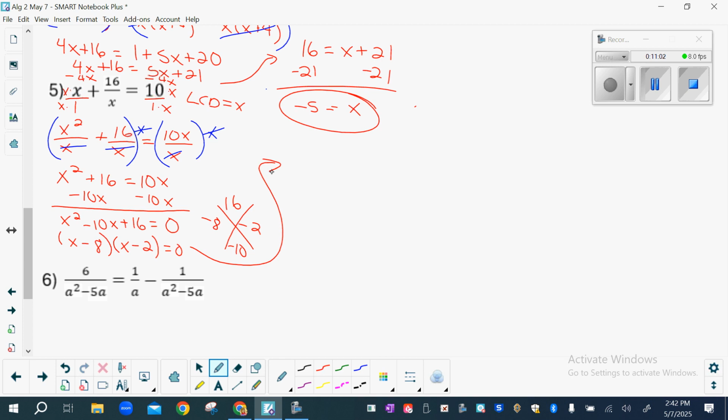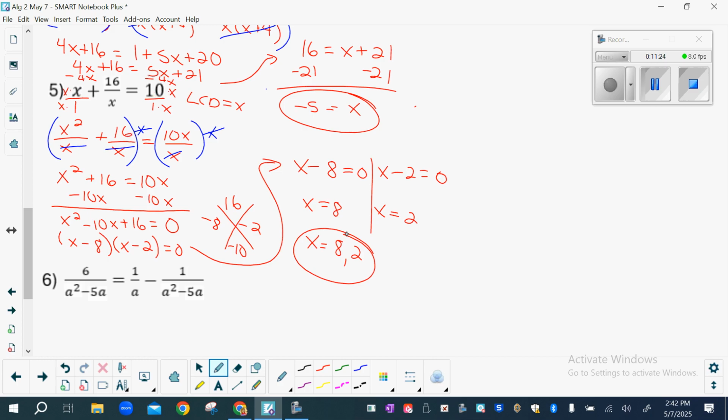Set each factor equal to 0. x minus 8 is 0. x minus 2 is 0. And so we get x is 8 and x is 2. So what we want to take a look at when we get these answers is we want to look and make sure that it will not make our denominator 0.